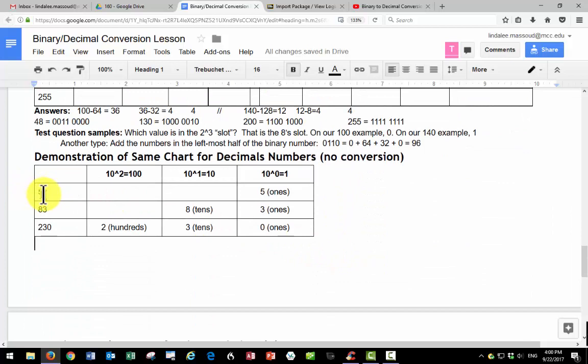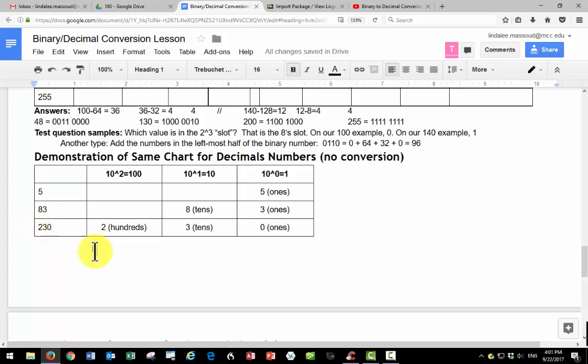So here we have the same thing we did up here in this chart, except we're putting decimal numbers in it. So if I have the number 5, then I have 5 1's and 0 10's and 0 hundreds. And the number 83 is 3 1's. We start from the right-hand side because those are the smallest numbers. And 8 10's and 0 hundreds. And then this number is 230. We have 0 1's and 3 10's and 2 hundreds.